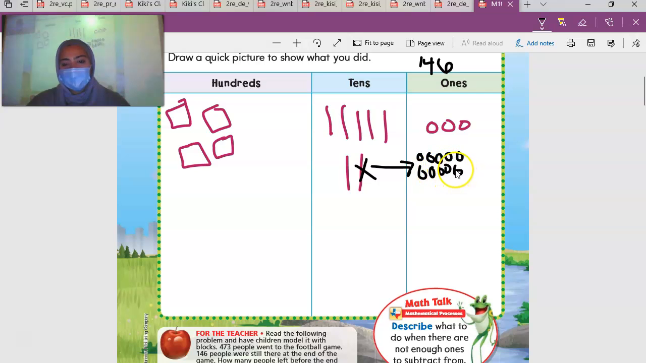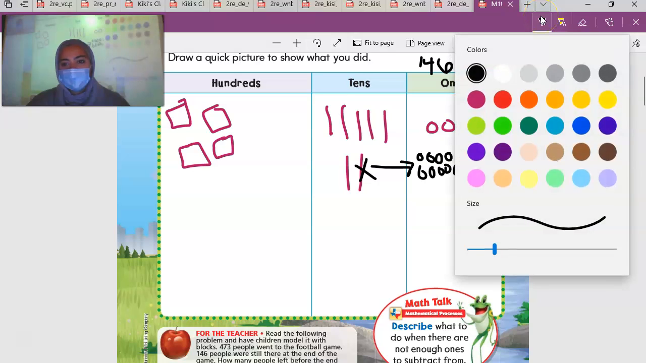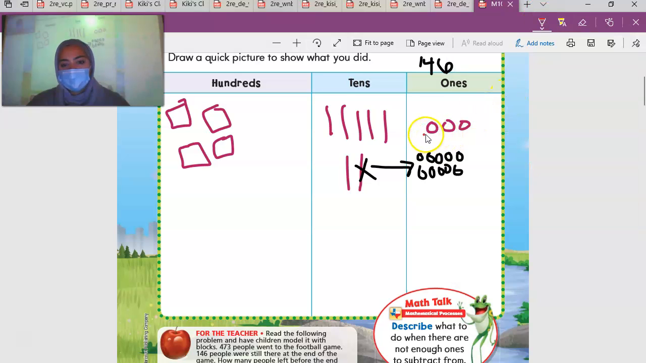Now, can I take away 6 ones? Yes, I can. Now I'm going to put an X on 6. 1, 2, 3, 4, 5, 6. How many are left? 3, 4, 5, 6, 7 are left.